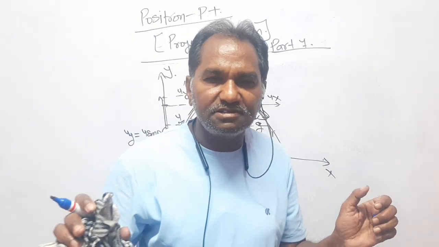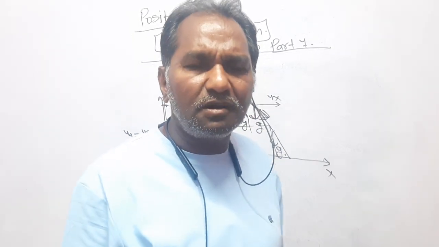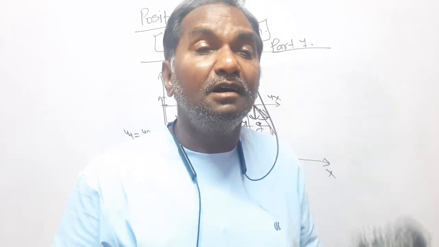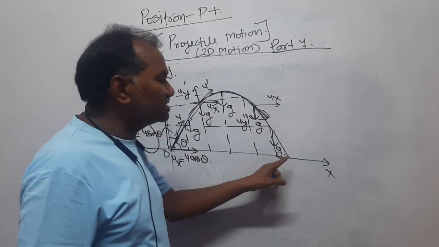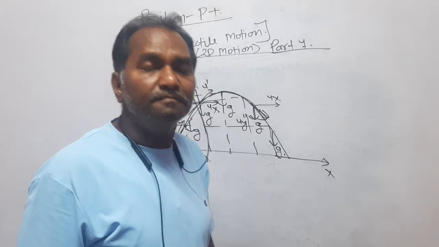It means throughout this motion the horizontal velocity is a constant because there is no horizontal acceleration. Acceleration is what? Rate of change of velocity. If acceleration is absent, it means velocity is a constant. So horizontal velocity is a constant throughout the motion.